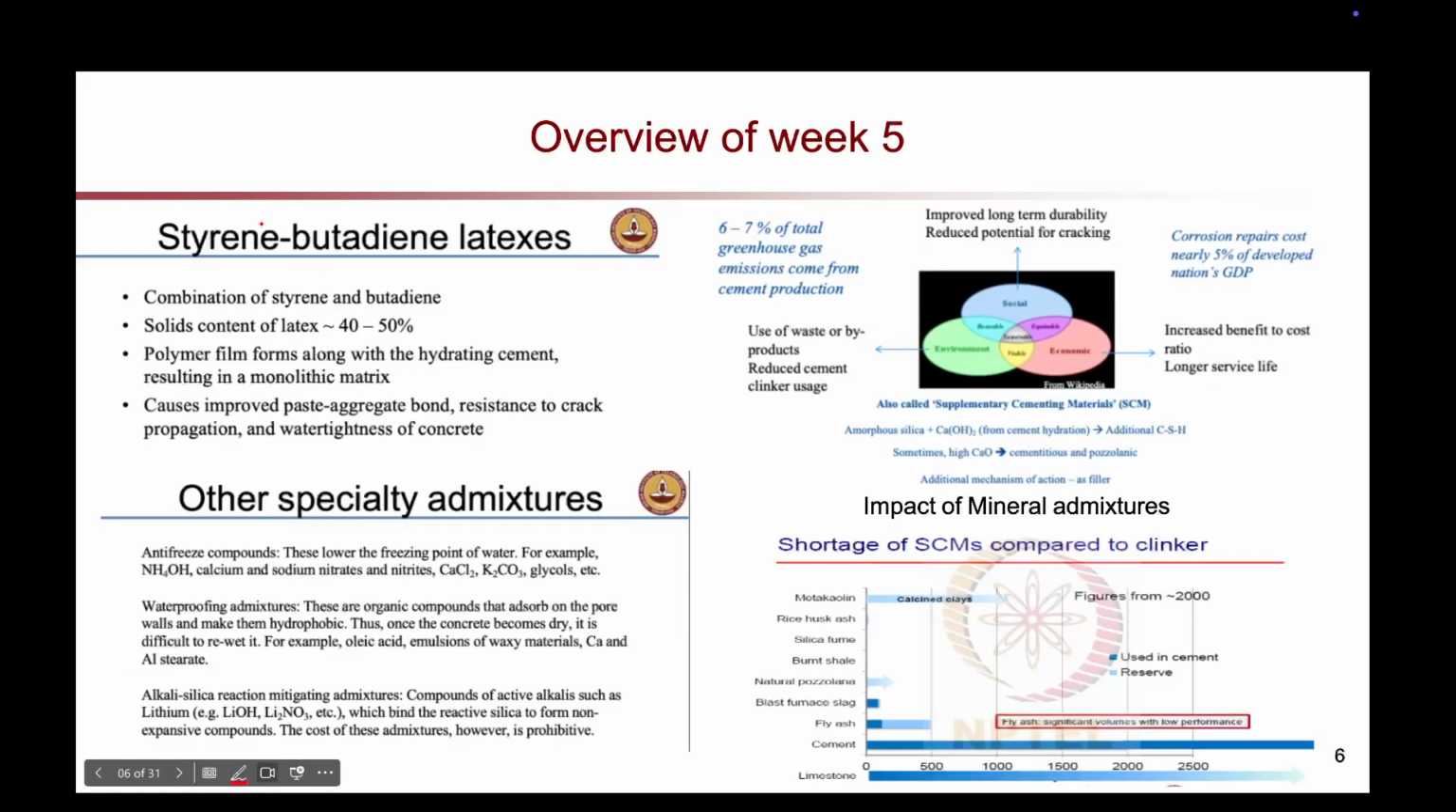Other things are styrene butadiene latexes. What they are doing is improving the paste aggregate bond, providing resistance to crack propagation, or providing water tightness to concrete. And some other types of compounds are antifreeze, waterproofing, and alkali silica reaction mitigating admixtures. You can read about them through the slides or research lecture also. So this is all about chemical admixtures.